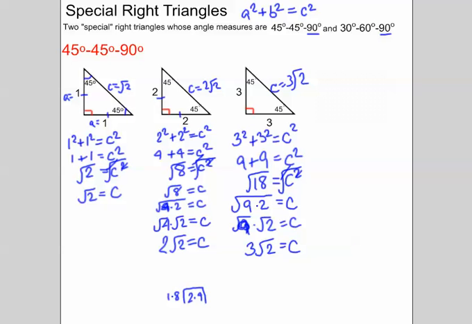And bazinga, the pattern I suspected has actually held up. The leg was 3, and the hypotenuse was that same leg amount times the square root of 2. The leg was 2, and the hypotenuse was 2 square root of 2. The leg was 1, and could I argue that this is 1 times the square root of 2? I think so. So how does this help us?